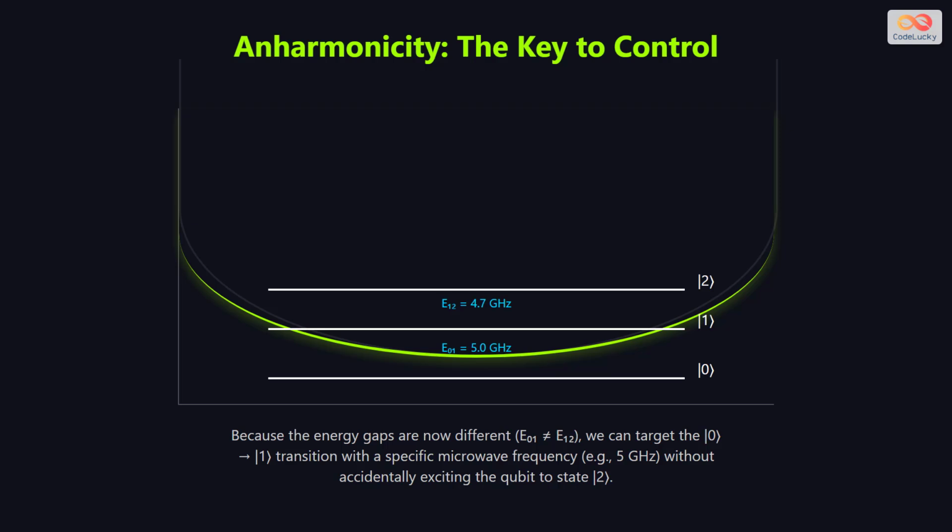By introducing the Josephson Junction, we change the energy landscape. Instead of a perfect parabola with equal spacing, the potential well becomes anharmonic. Notice how the gap between state 0 and 1 is now distinct from the gap between 1 and 2. This frequency difference allows us to use lasers or microwaves to precisely target the 0 to 1 transition without triggering any other states.